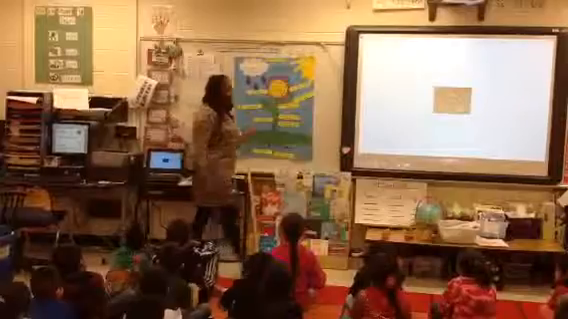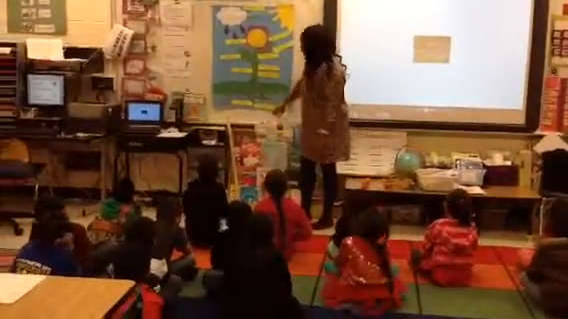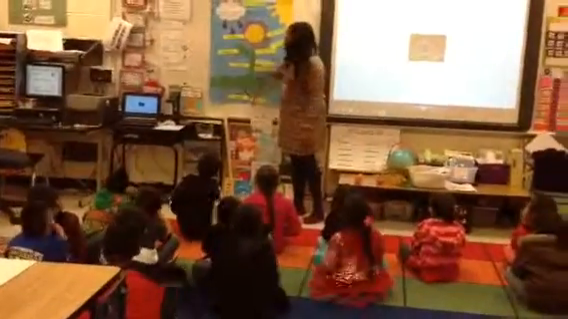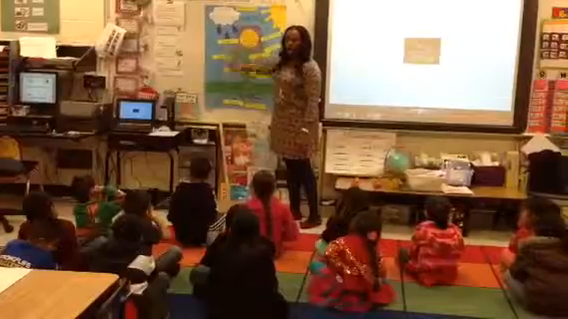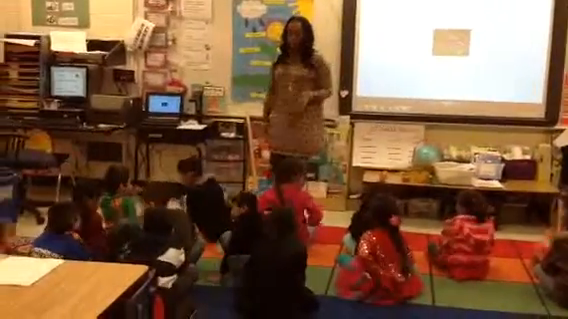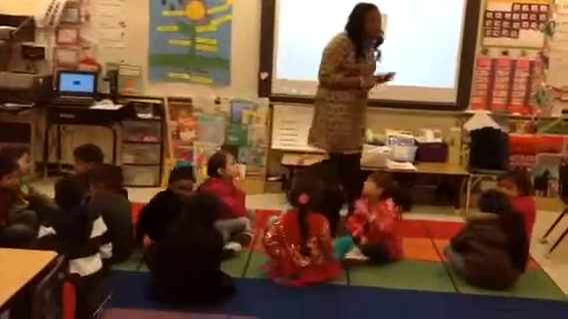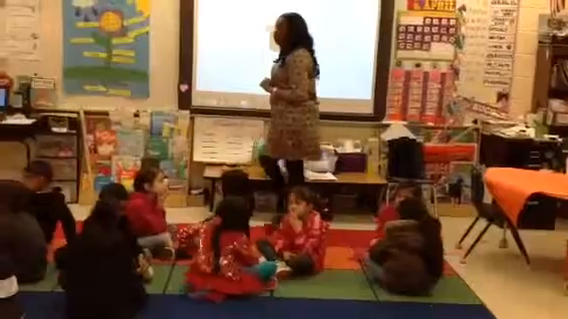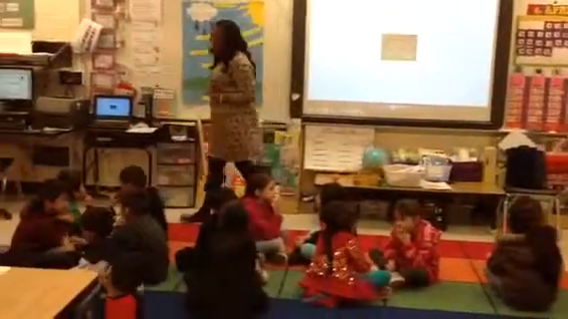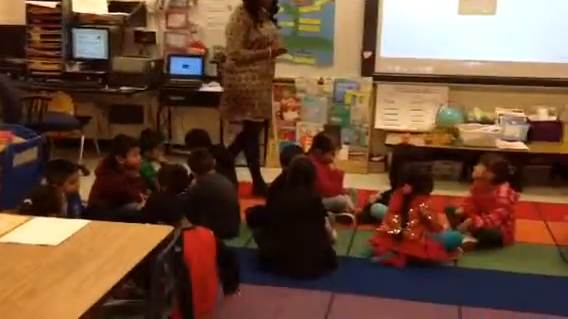So now, I want to make some hand movements to go with all of these parts. We have the roots, we have the stem, we have leaves, and we have flowers. So turn and talk to your partner and discuss some hand movements we can do to go with each of those vocabulary words. Roots. What can we do for roots? What kind of hand movement can we do for roots?